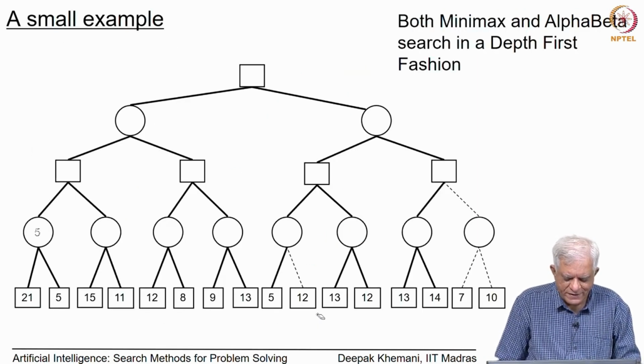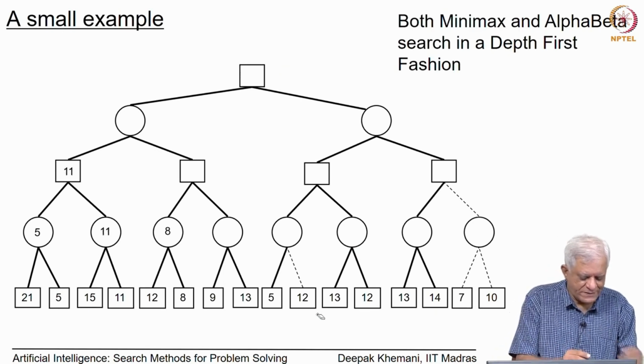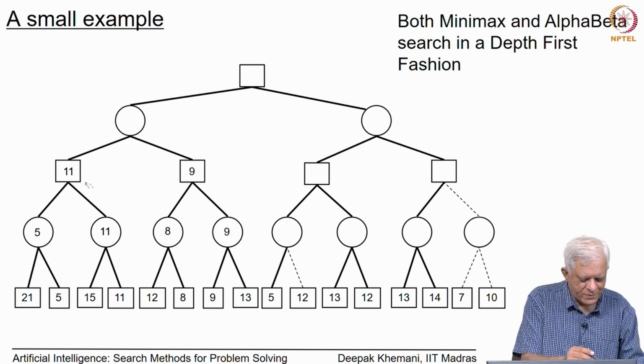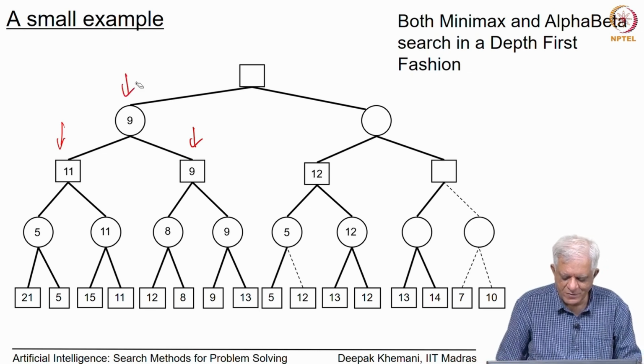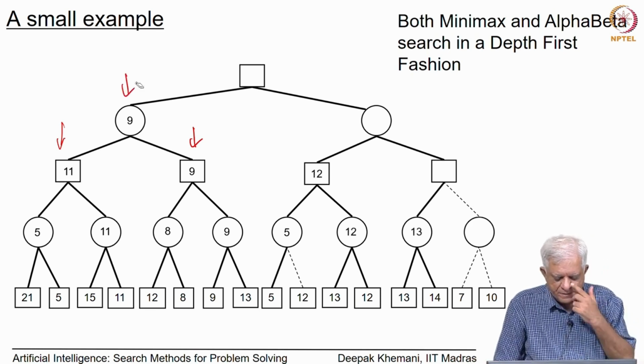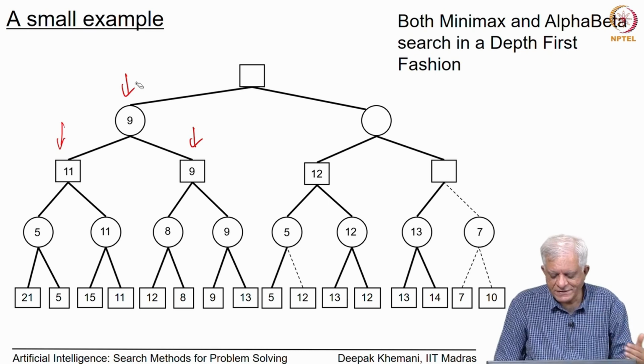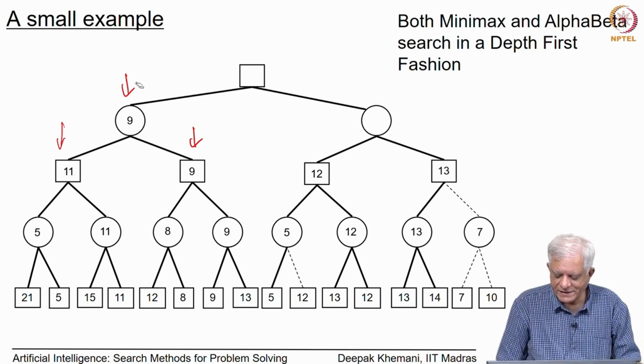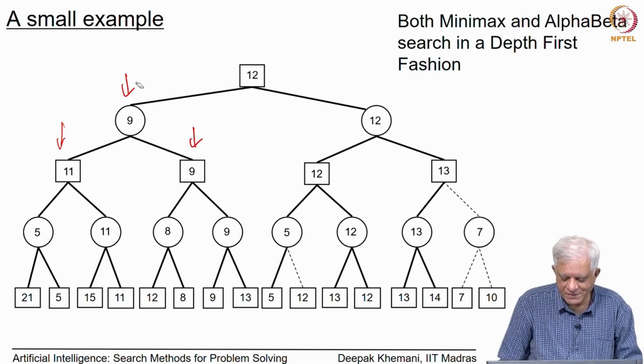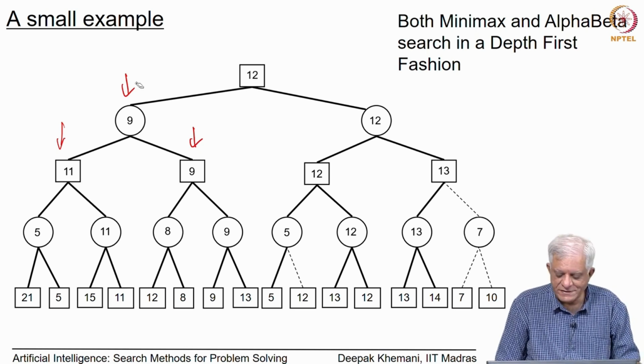So, here is a small example that we had seen earlier, and you can see that this is happening in a depth first fashion. First we explore the leftmost subtree, then this subtree, then we get a value for this, and then we do the rightmost part and so on. Minimax would have explored the entire tree in the depth first fashion, whereas alpha beta in this small example has not looked at some nodes. So, what are these nodes?